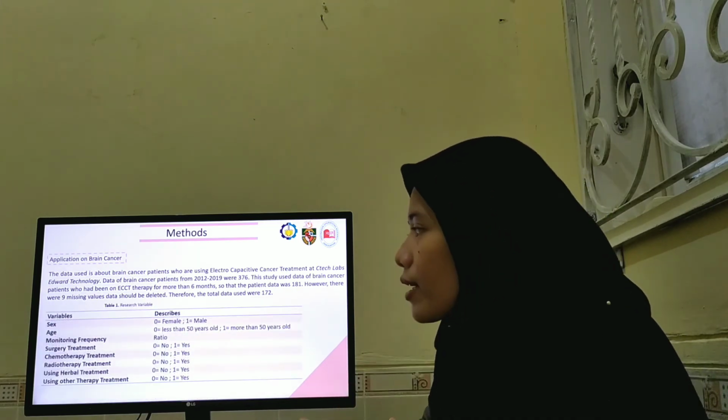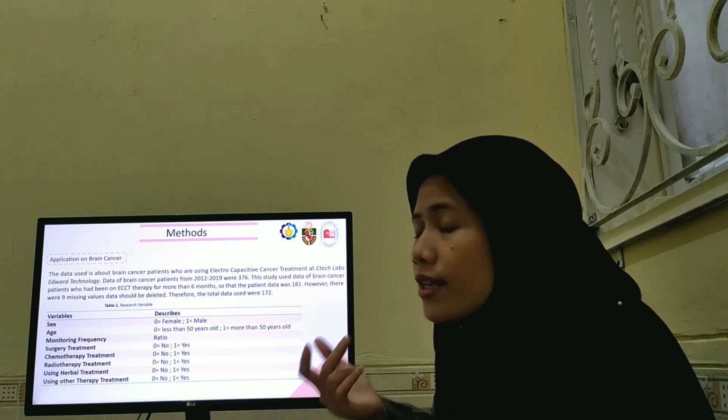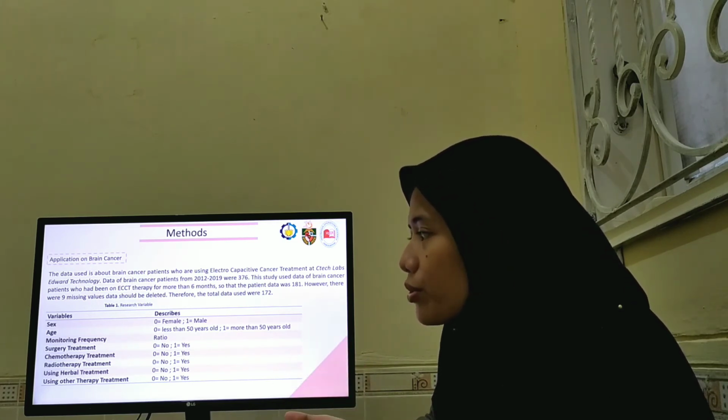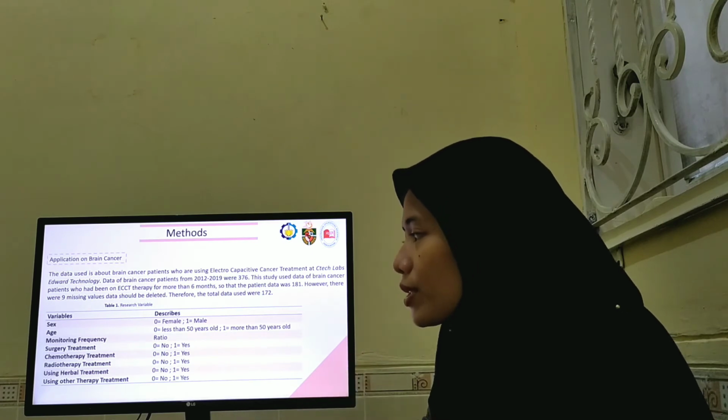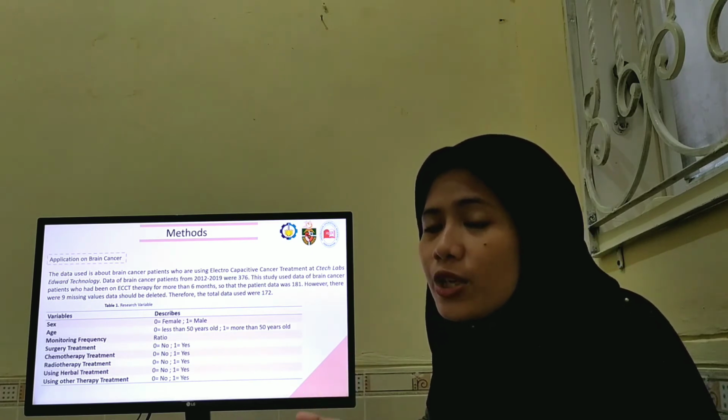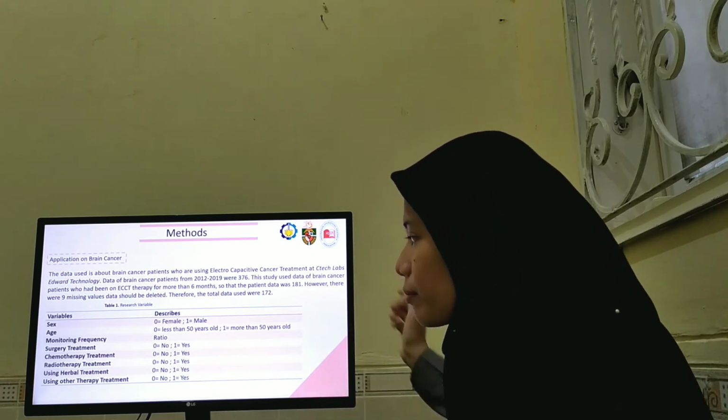There are sex, age, monitoring frequency, surgery treatment, chemotherapy treatment, radiotherapy treatment, using herbal treatment, and the last is using on the radiotherapy treatment.